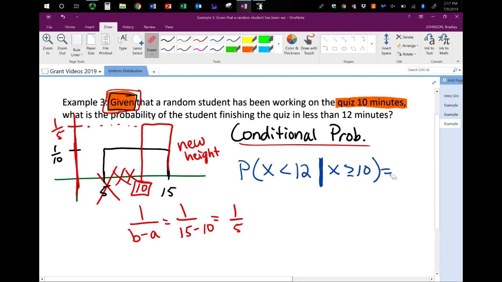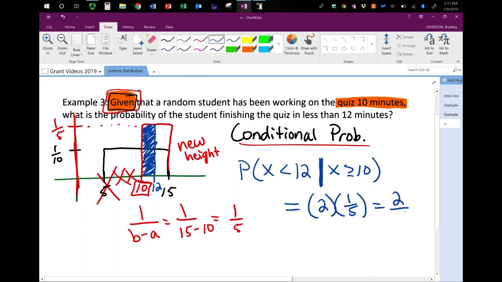Now probability, we know we're going to be looking for the area under the curve. Now less than 12. So if I mark 12 here, really I'm looking for that sliver right there. That sliver right there. So the base, we want base times height. The base is 2, right? 10 to 12, that's a base, a width of 2. And then the height is 1/5. So you have 2/5 as your probability in this example.